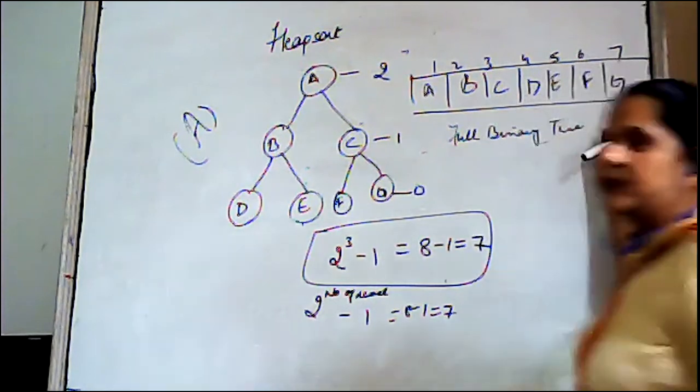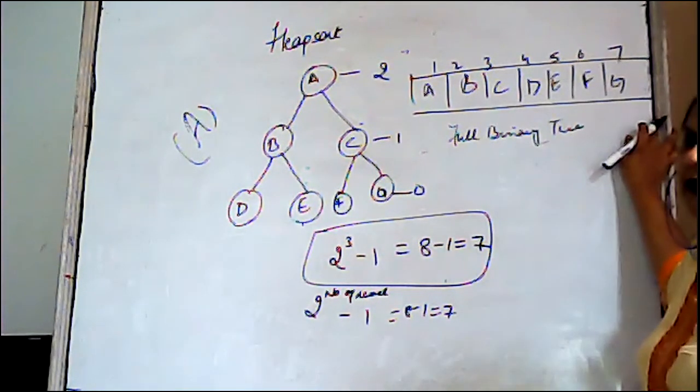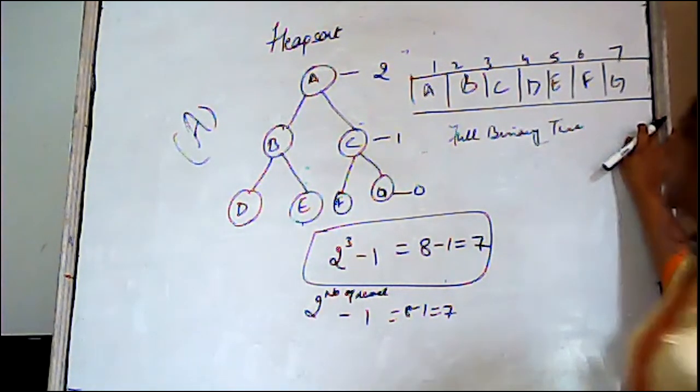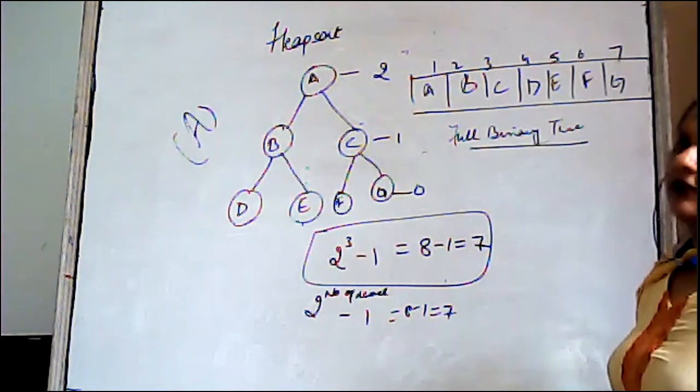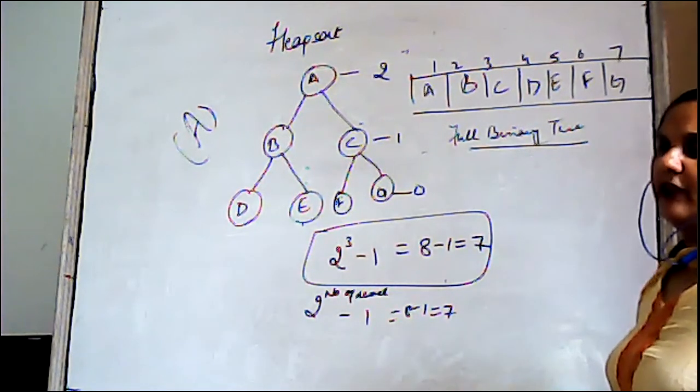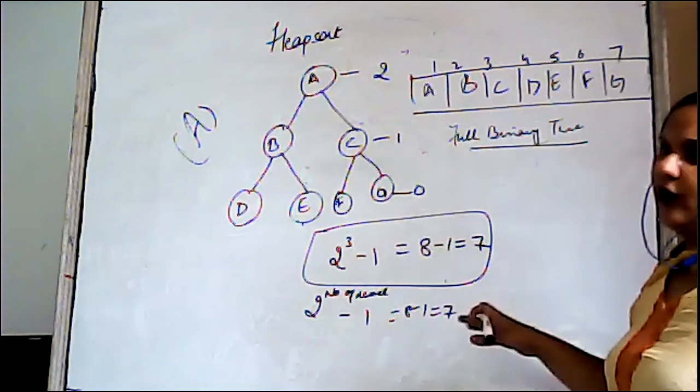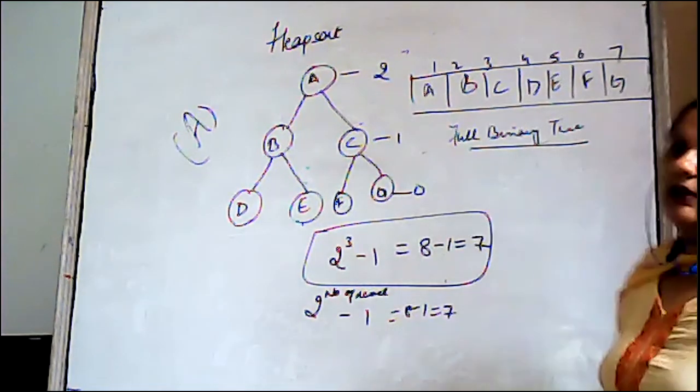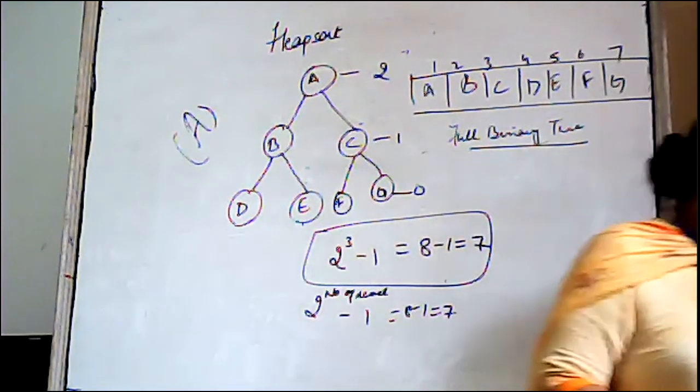No spaces, no missing values in the array, so that we can add more values, then it is called a full binary tree. It is called a full binary tree because the array representation is full with the 7 nodes. So this is called a full binary tree.